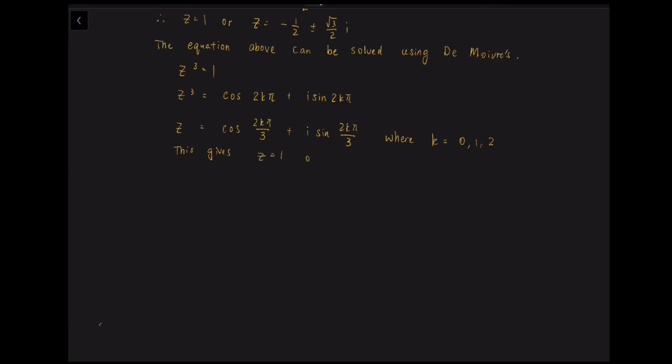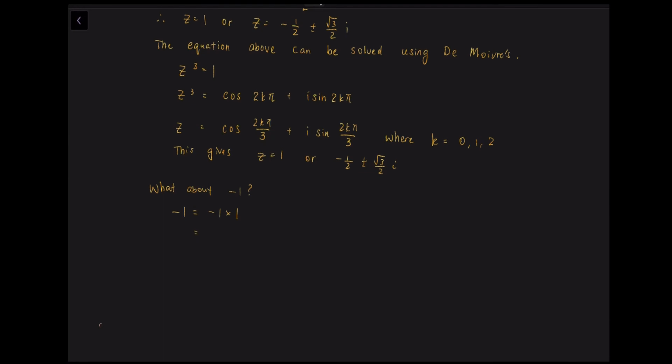So if it is the power of 3, it means k has 3 values, and we start from 0. So this gives z equals 1, or minus 1 over 2 plus minus root 3 over 2 i, which agrees with the solutions above.